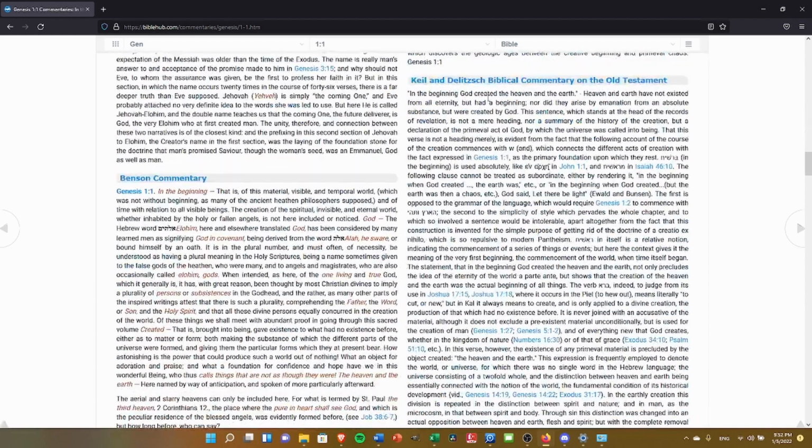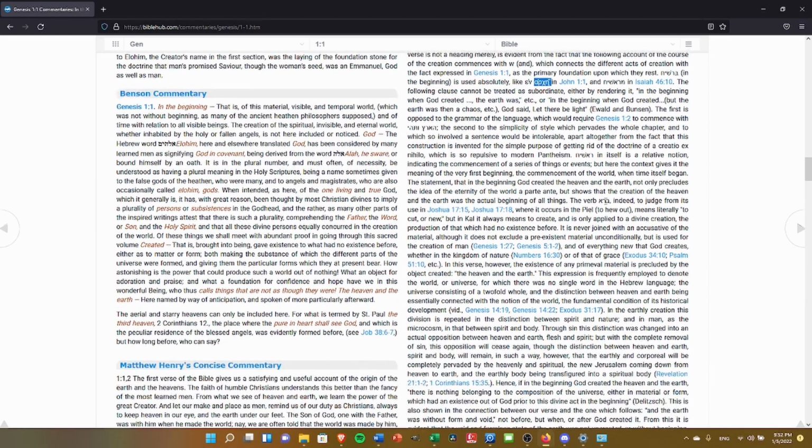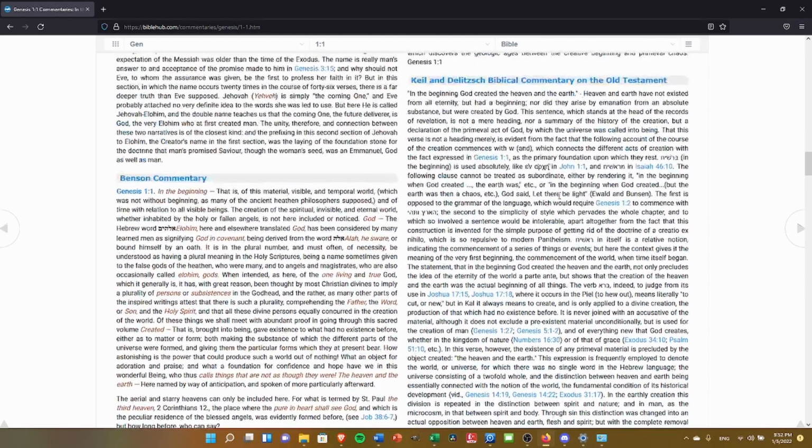Keil and Delitzsch Biblical Commentary on the Old Testament. It's going to have a lot more Hebrew. So there's a Hebrew word, there's a Greek phrase as it relates to the New Testament, there's a Hebrew word, and so on. It's not overly heavy. You see, there's not a ton, but there are some Greek and Hebrew terms in it, so make sure you keep up with that.